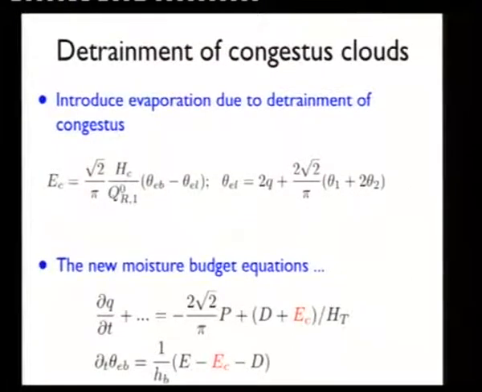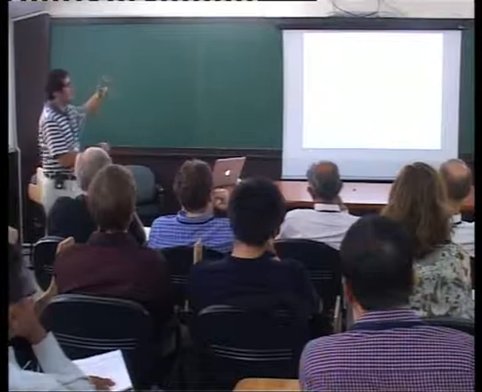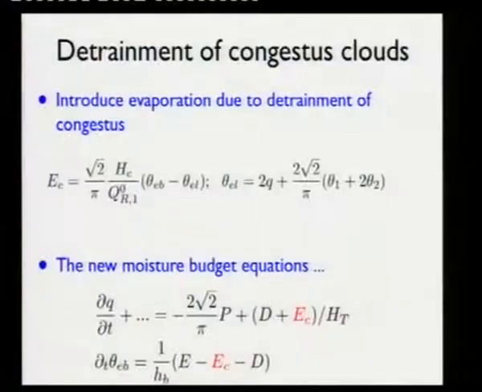For the congestus detrainment, we just add some factor here, which we call EC, that's from evaporation of congestus, proportional to congestus and the difference between theta E in the boundary layer and in the lower layer of the troposphere. That's what we call EM. Then we just add that as a moistening effect, and of course as a drying effect in the boundary layer.